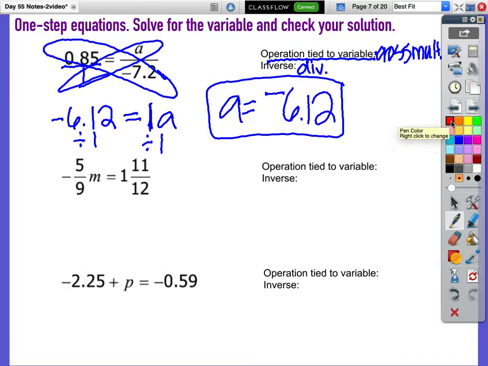Rebel Red, switch to for the next problem? I sure will.